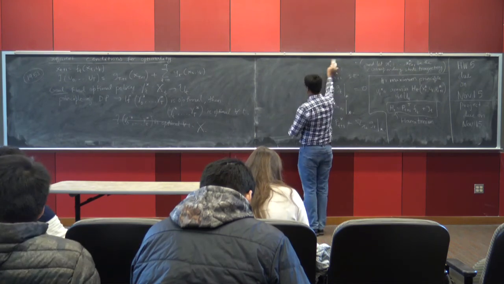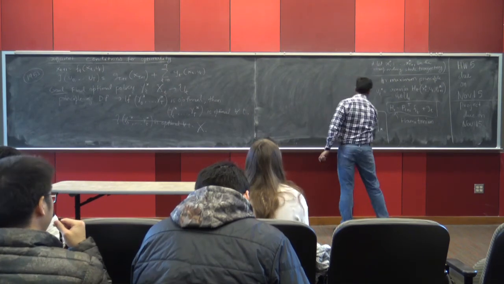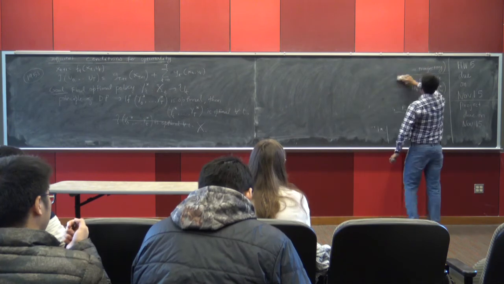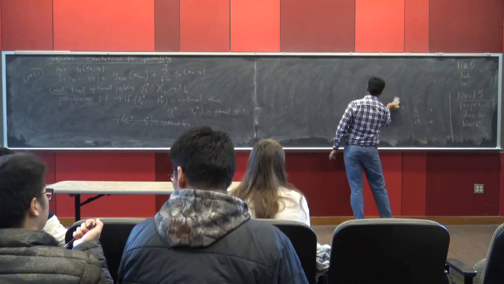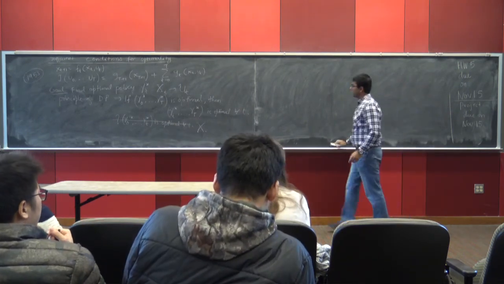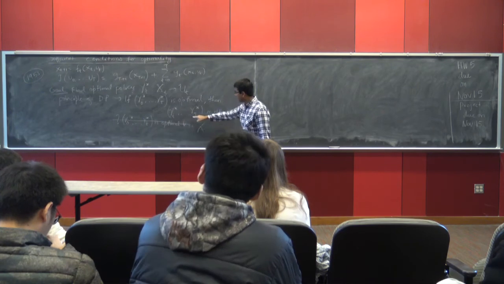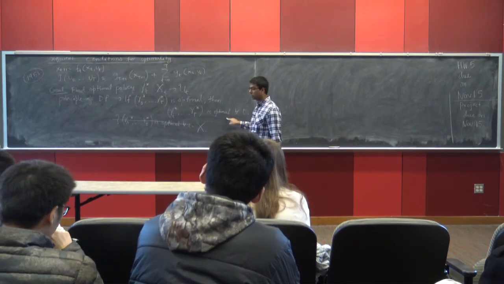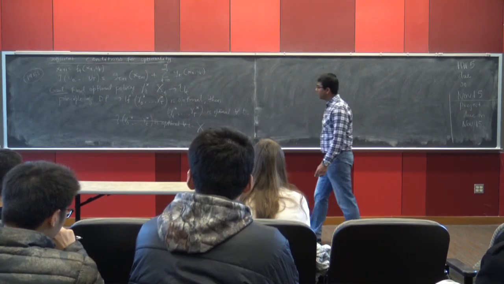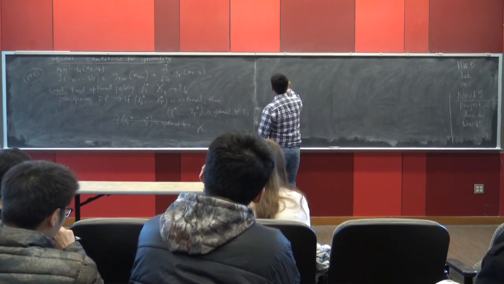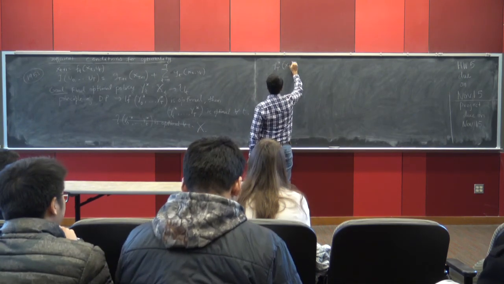So let's see how we find the optimal policy. How do I find the optimal policy? Well, I know that gamma T star all the way to gamma capital T star is supposed to be optimal. So let's find gamma capital T star first and then move on to the other optimization problem. So how do I find gamma T star of X capital T?